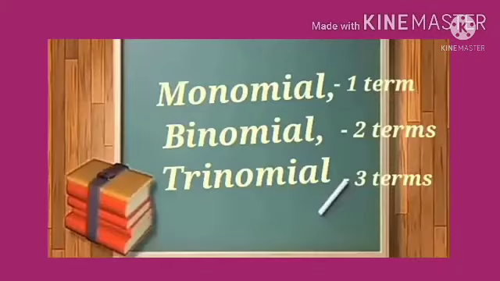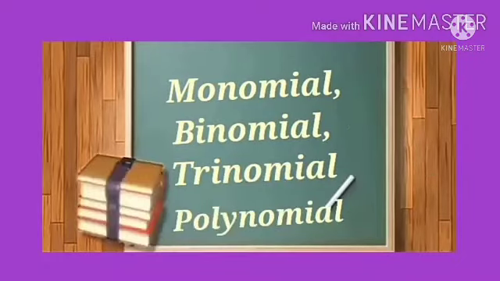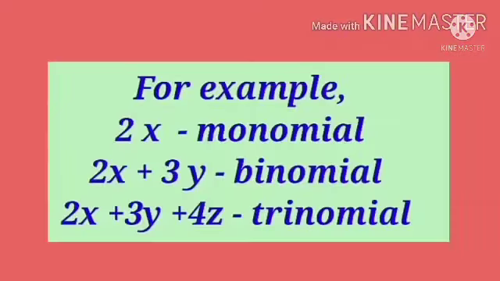Students, now let us recall the important notes. An algebraic expression can have one term, two terms or more than two terms. An expression in one term is called a monomial. Two terms is called a binomial, and three terms is called a trinomial. An expression with one or more terms is called a polynomial. For example, the expression 2x is a monomial, 2x plus 3y is a binomial, and 2x plus 3y plus 4z is a trinomial. All the expressions given above are polynomials.